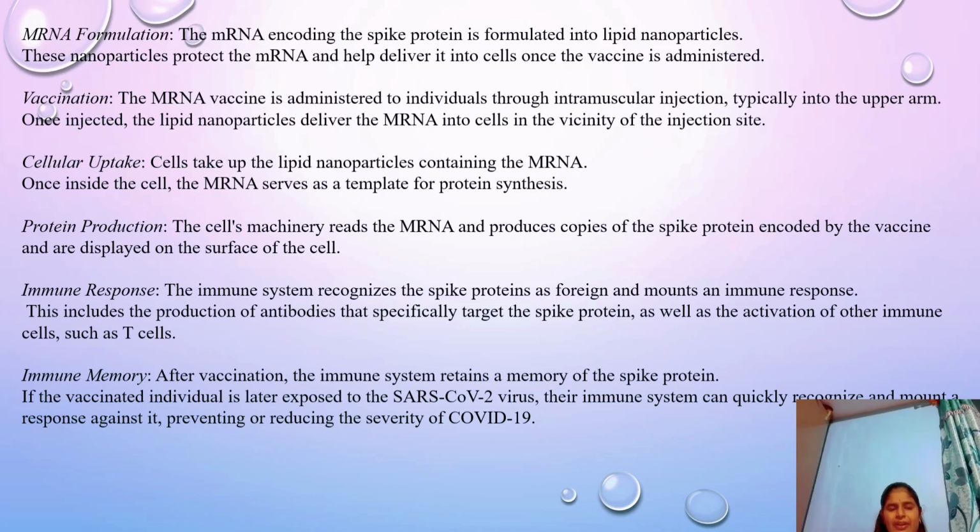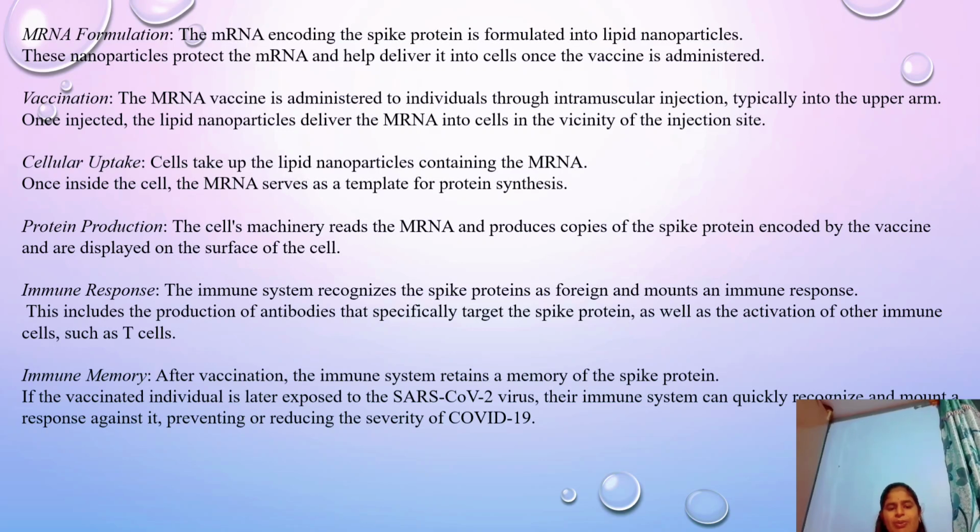Cellular uptake. The cells take up the lipid nanoparticle containing mRNA. Once inside a cell, the mRNA serves as a template for protein synthesis. The protein production. The cell's machinery reads the mRNA and produces copies of the spike protein encoded by the vaccine, which are displayed on the surface of the cell.